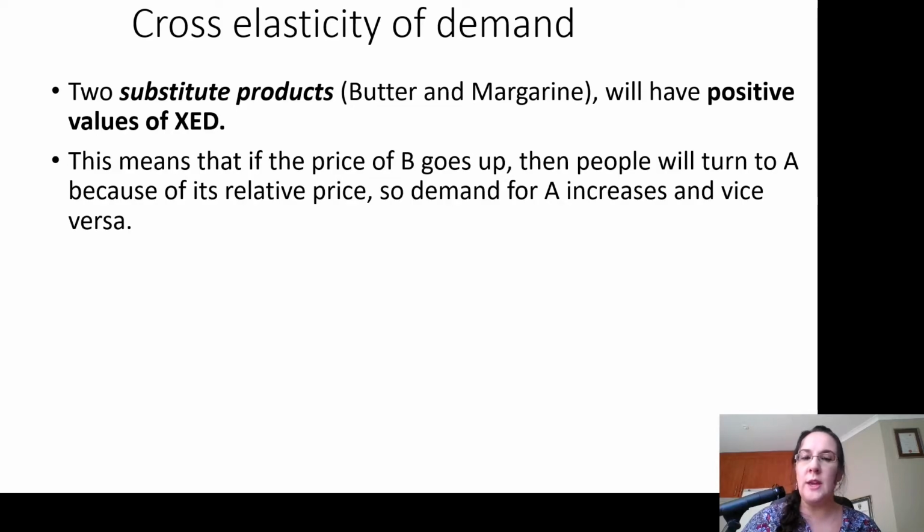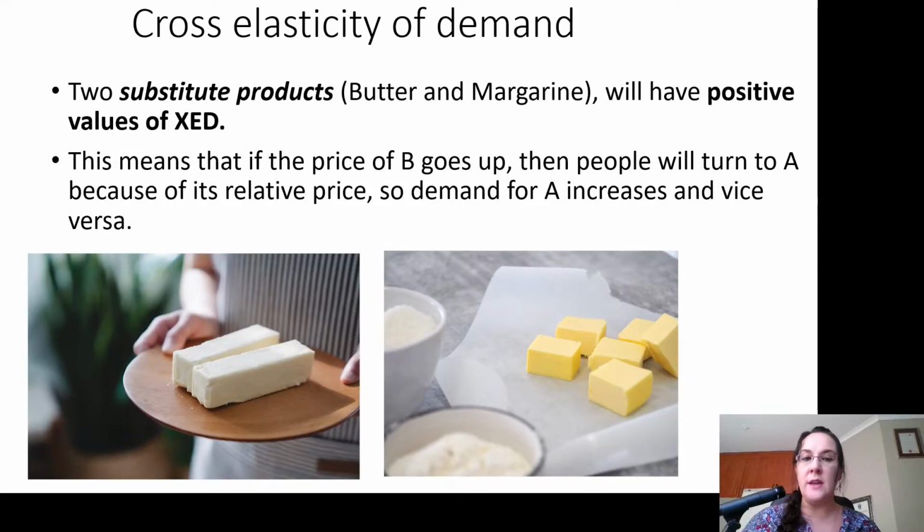When we are looking at cross elasticity of demand, it will tell me if the products are complements or substitutes. Two substitute products, butter and margarine, will have positive values of XED. So when you see a value of XED of, for example, +2, it means that those two products are substitute products and that the value is relatively elastic.